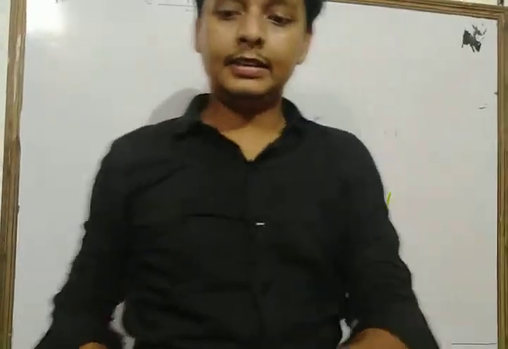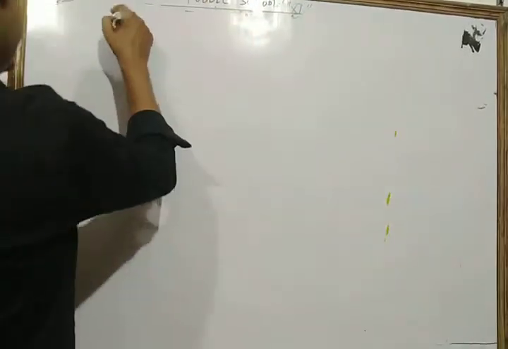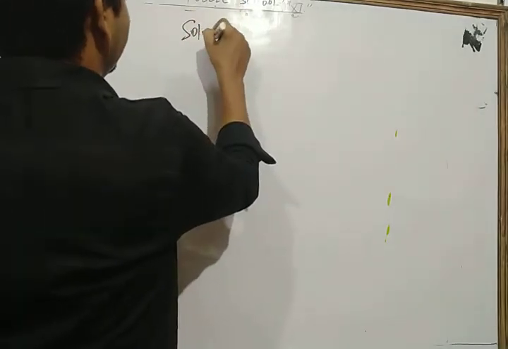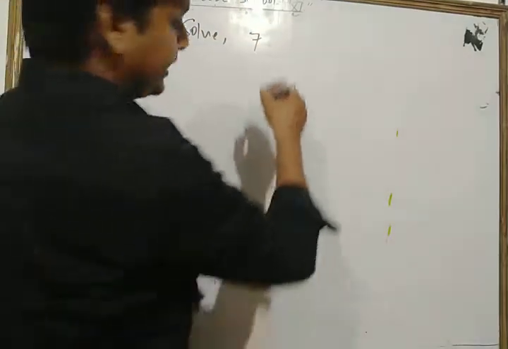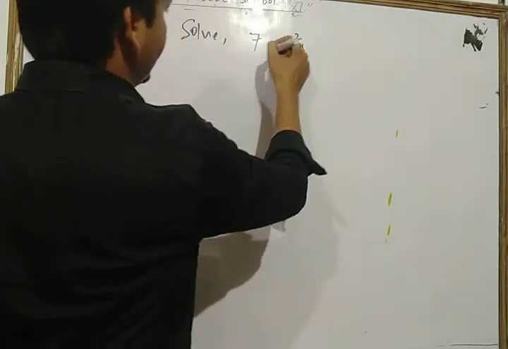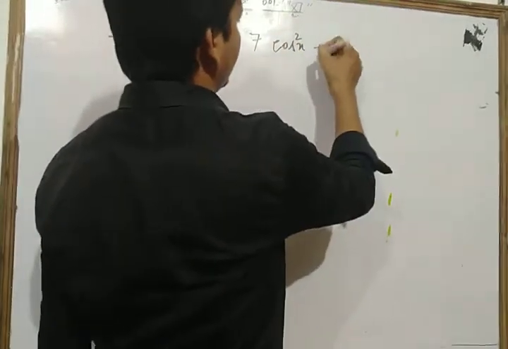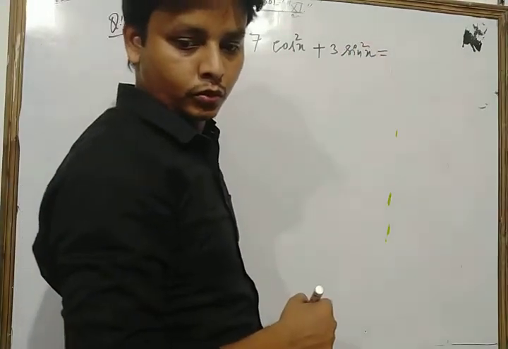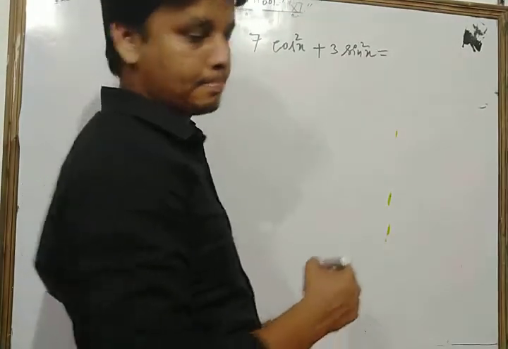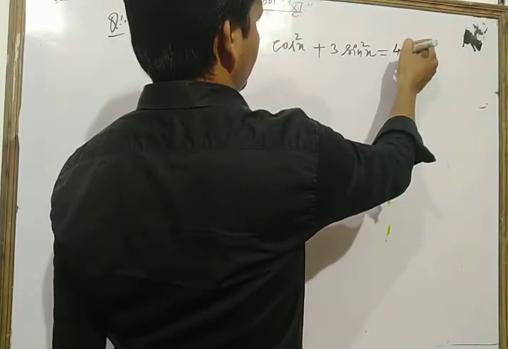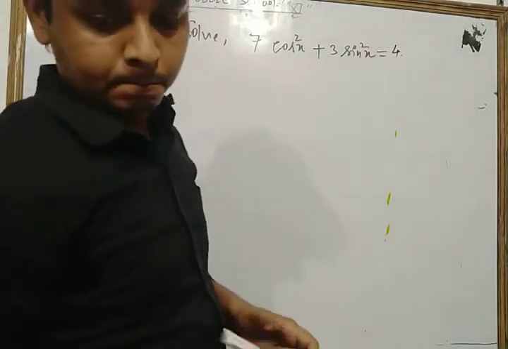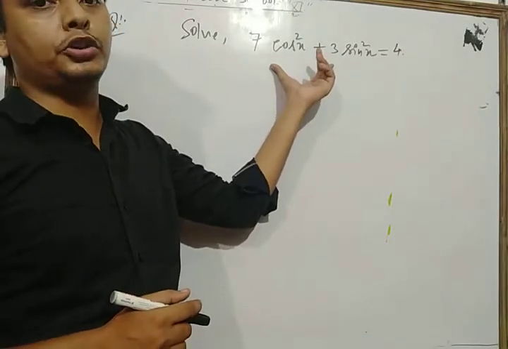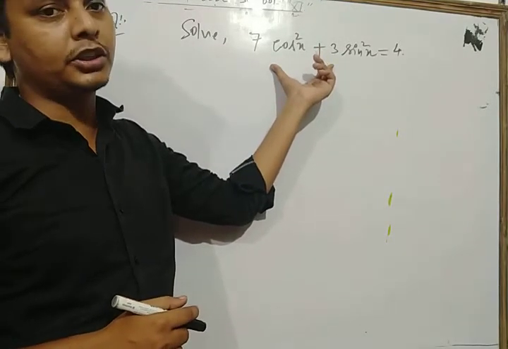Now let's take an NCERT question. Solve the trigonometric equation 7 cos square x plus 3 sin square x is equal to 4. This is our question, that is our trigonometric equation, and we solve that equation.